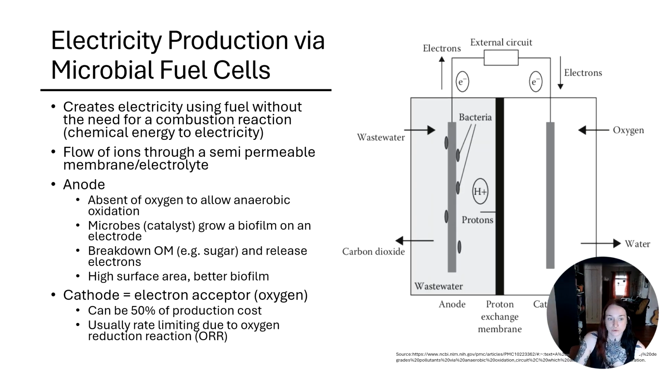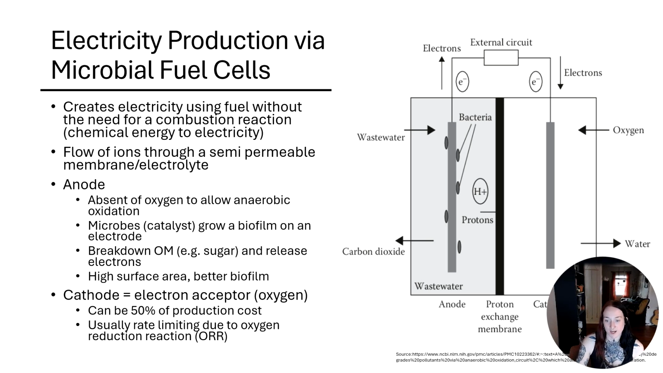So I want to first go over the microbial fuel cell technology. Fuel cells take chemical energy and convert it to electricity, and they do not need combustion reactions in the process. They use a semi-permeable membrane for the flow of ions between the anode chamber and the cathode chamber. If you look at this diagram on the right, to the left is the anode chamber. This is where the sludge would be and all the microbes. And to the right is the cathode chamber.